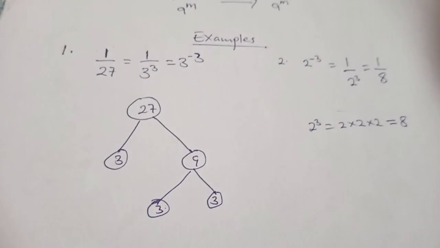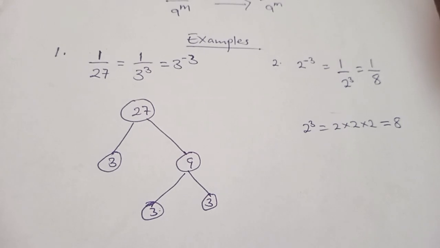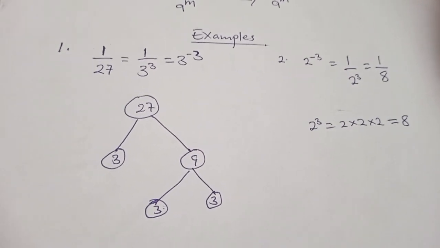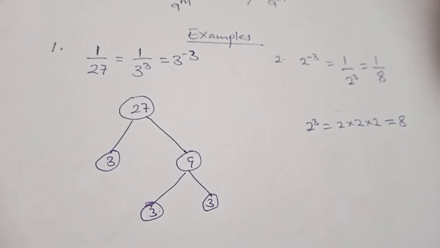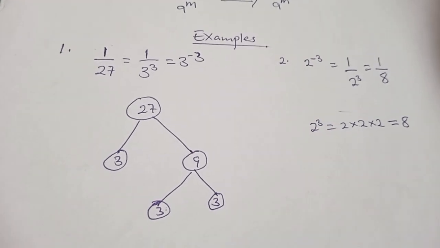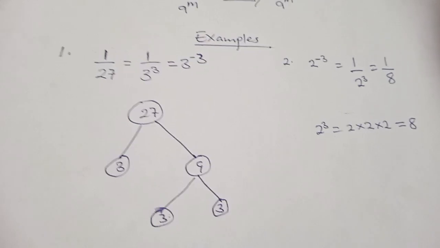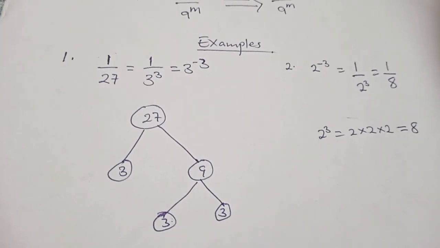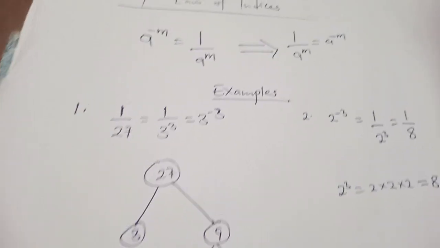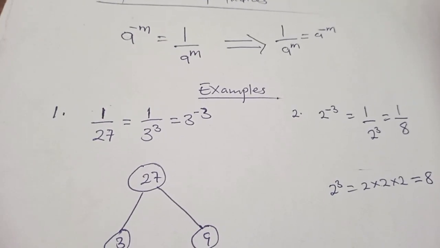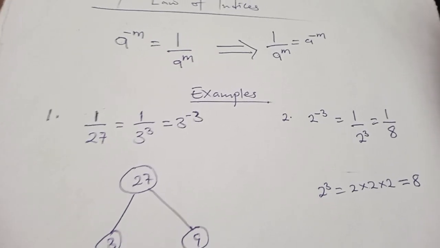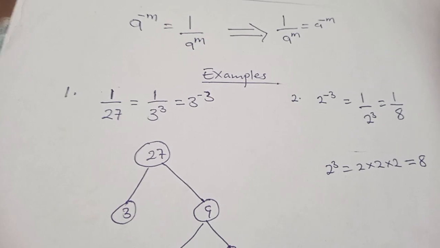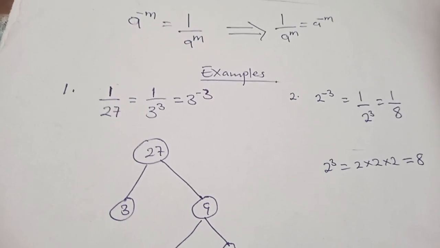We draw it: 3, 3, 9. We break that 9 down, and we have 3, 3. Now when we pick the prime product, we realize that the prime number in this factor tree is 3, and there are 3 of them. So you pick all the 3s, and 27 will give us 3 to the power 3. Now when I bring it back, we have 1 over 3 to the power 3. Per this law, anytime you have 1 over a to the power m, it will give you a to the power negative m. So in this instance, my answer is 3 to the power negative 3.